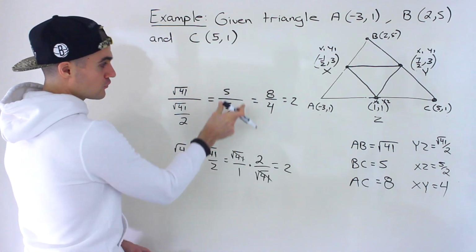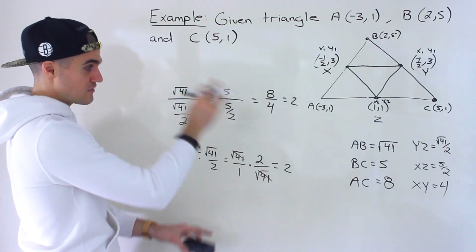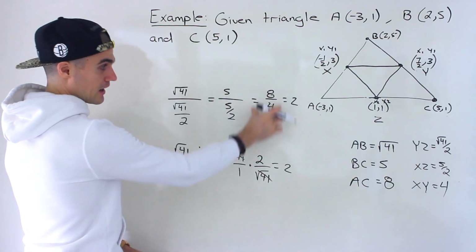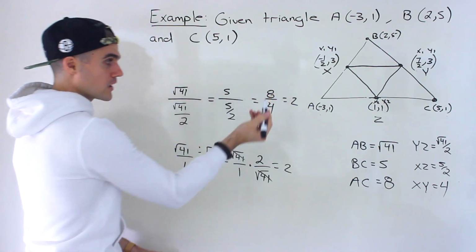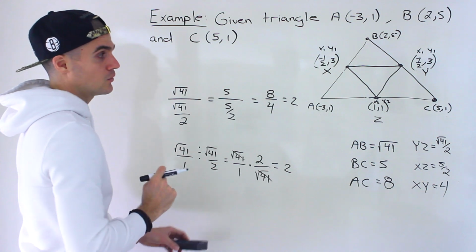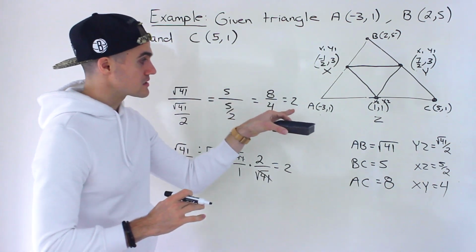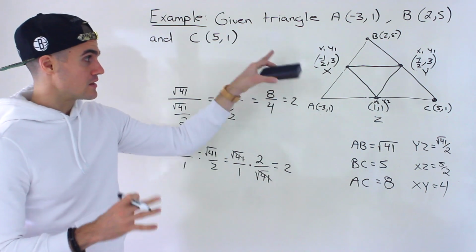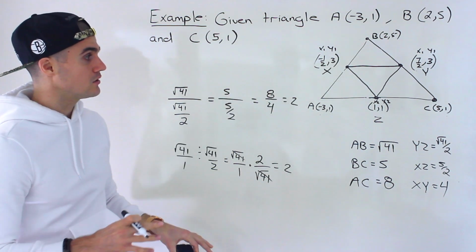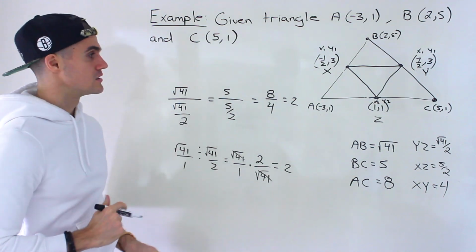Same thing here, 5 over 1 divided by 5 over 2 would be like 5 over 1 times 2 over 5. The 5's cancel out, we end up with 2. 8 over 4 is 2. All the ratios are 2, or if we flip them over, they would be 1/2. Either way, the ratios of all the sides are the same between the larger triangle and the medial triangle, and so we showed that the two triangles are similar.